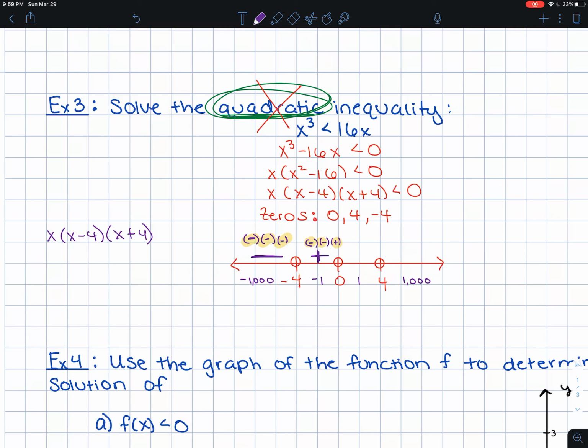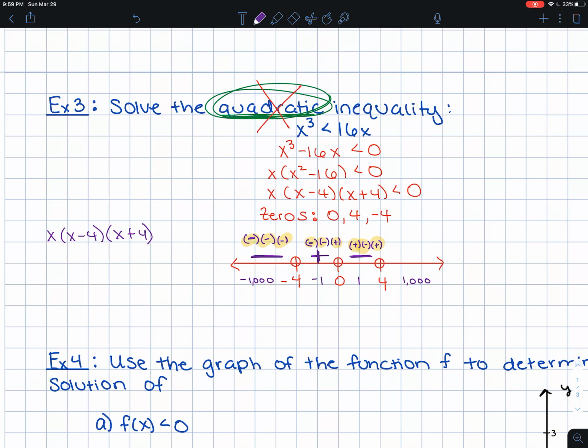And now let's go ahead and plug in the 1 into the x. We get positive. The 1 into the x minus 4, we get negative. And the 1 into the x plus 4, we get positive. So positive times a negative is a negative. And then negative times a positive is a negative. So now we have negative.